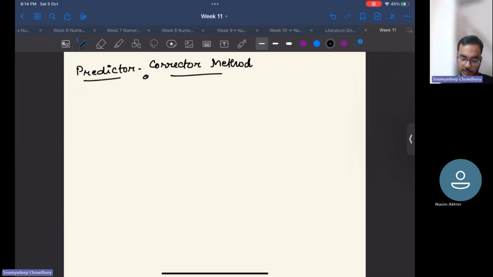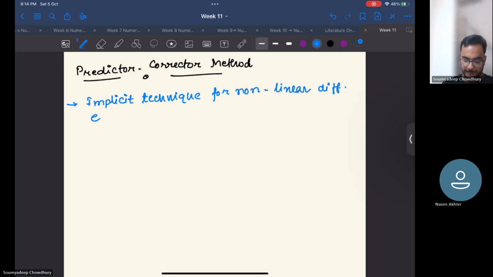So in the predictor corrector method, what we do is, this is actually an implicit technique for solving this nonlinear differential equation. So till now what we have studied is actually explicit techniques, the Euler's method and all. These are all explicit techniques. So directly we are getting the solution in one step. But here what we will do is first step will be predicting the equation and next step will be trying to correct the equation.